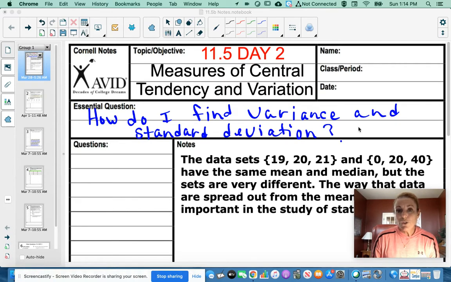11.5, Day 2, Measures of Central Tendency and Variation. Please write down the essential question. How do I find variance and standard deviation?